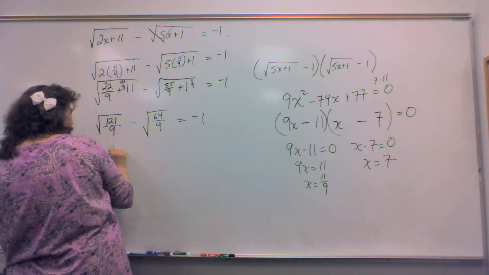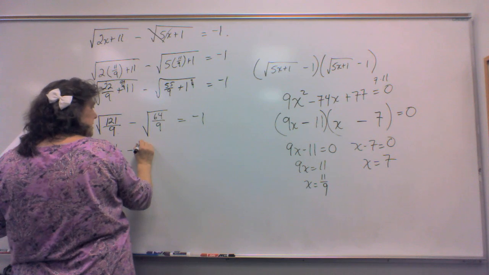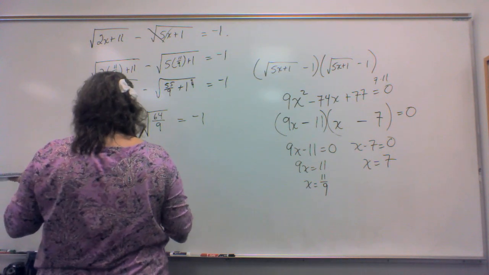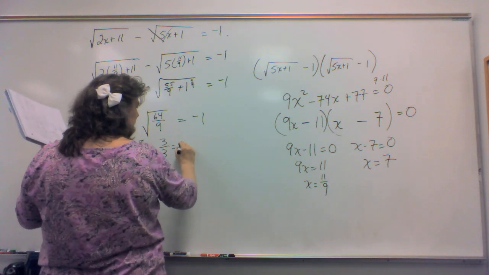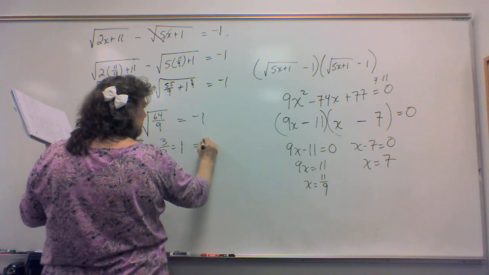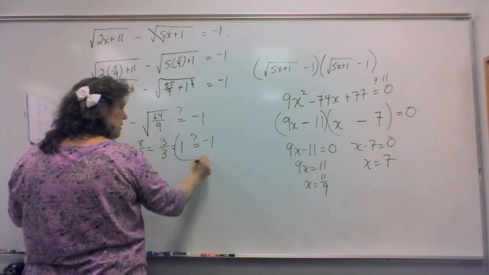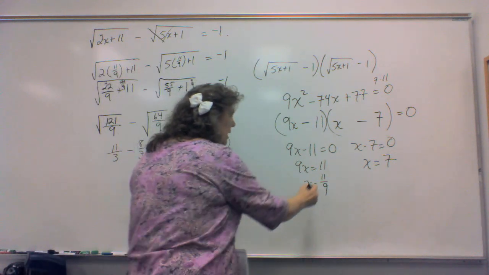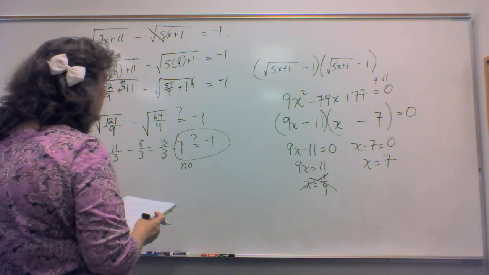121 over 9 is 11 over 3, minus 8 over 3, which is equal to 3 over 3, which is equal to 1. Does 1 equal this negative 1? No, that is not equal. So therefore, 11 ninths is not valid. It's not a valid answer.